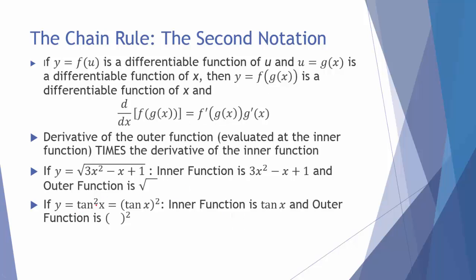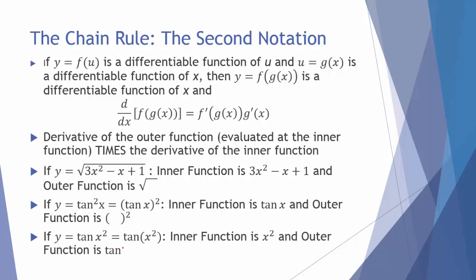So if y is tan squared x, which again is the tangent of x squared, your inner function is tan x, and your outer function is that something squared. If you have y equals tan of x squared, then your inner function is x squared, and your outer function is the tangent of the inner function.